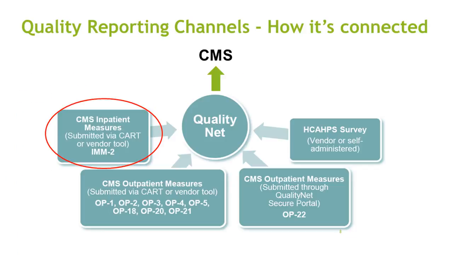So I just wanted to give a visual of how it's all collected. Here, we're just going to focus on the red circle, where it shows the CMS inpatient measure for IMM2 is submitted via CART. For pretty much all Wyoming critical access hospitals, you use the CART application, so ignore that comment about the vendor tool. For larger acute care hospitals and even some large critical access hospitals, they pay a third-party vendor to actually assist them with the abstraction and reporting. But for you, you would collect and report it in CART and then submit it to QNet, and that's how it gets to the feds.